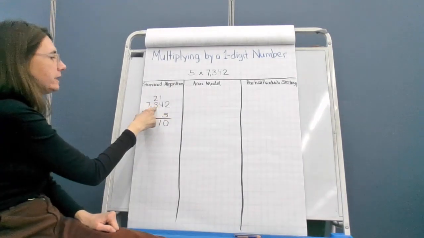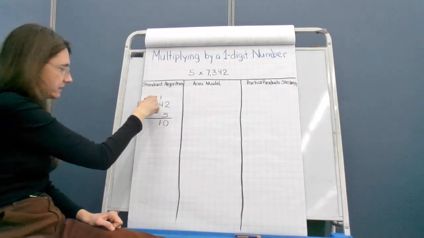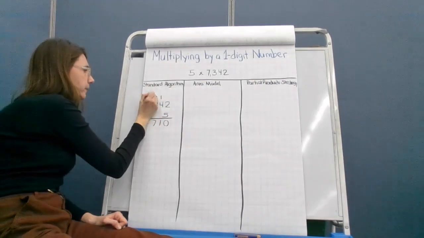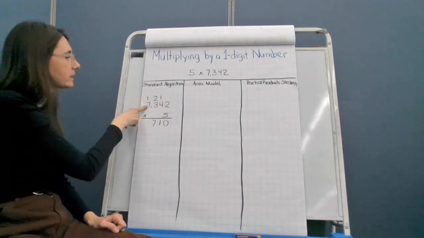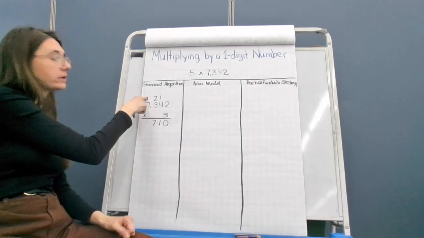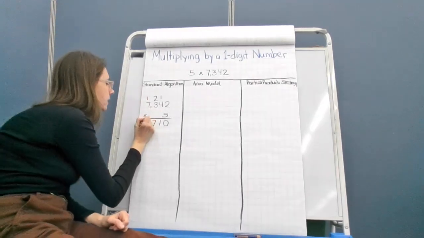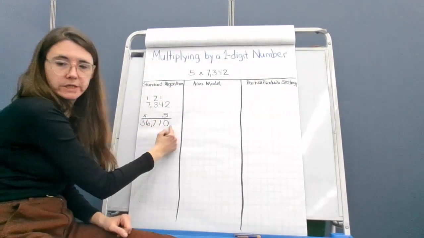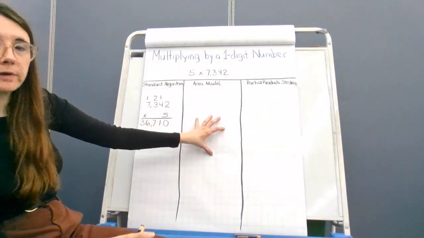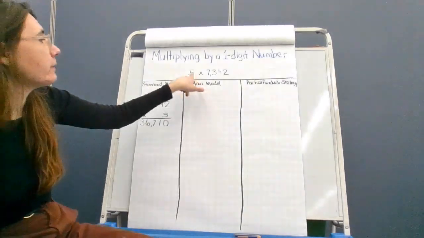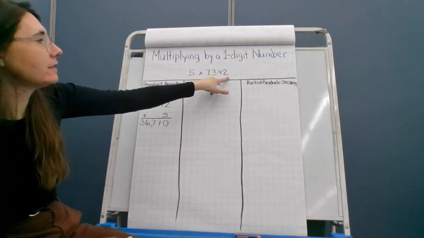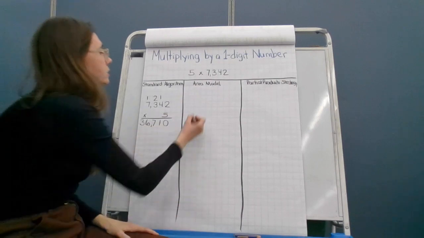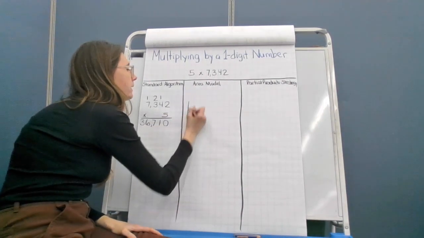5 times 3 is 15, 16, 17. And then 5 times 7 is 35, plus 1 more is 36. So all together, that equals 36,710. Your fourth grader learned first that they can think about the value of each digit in the bigger number. So what they do is they make an area model. It's a rectangle.